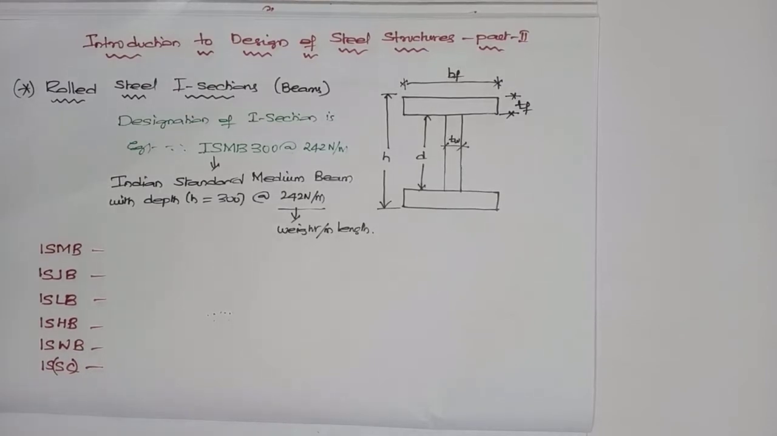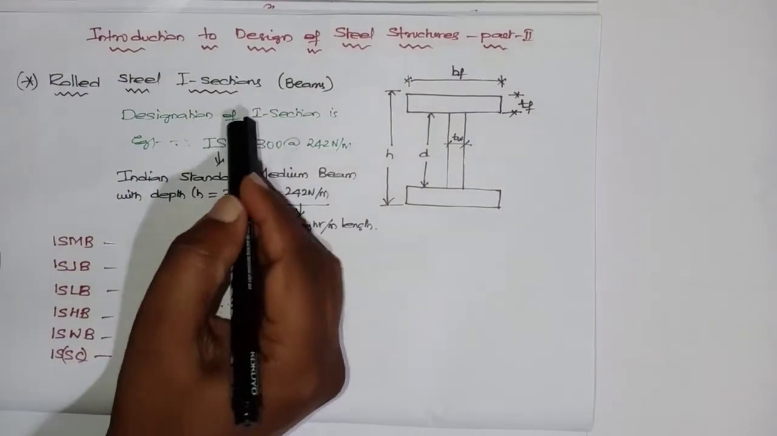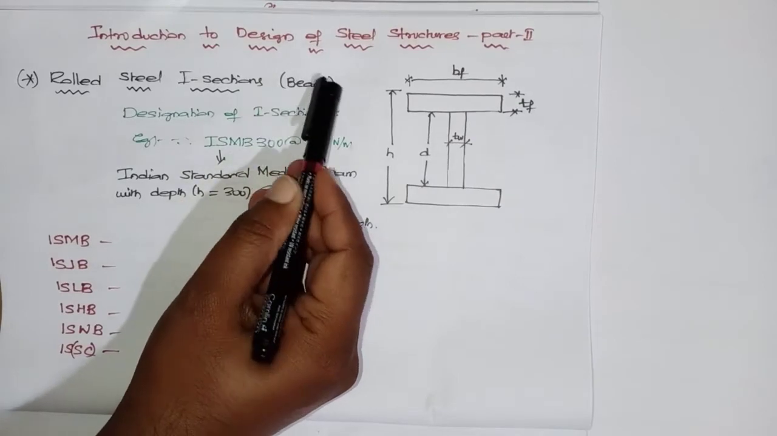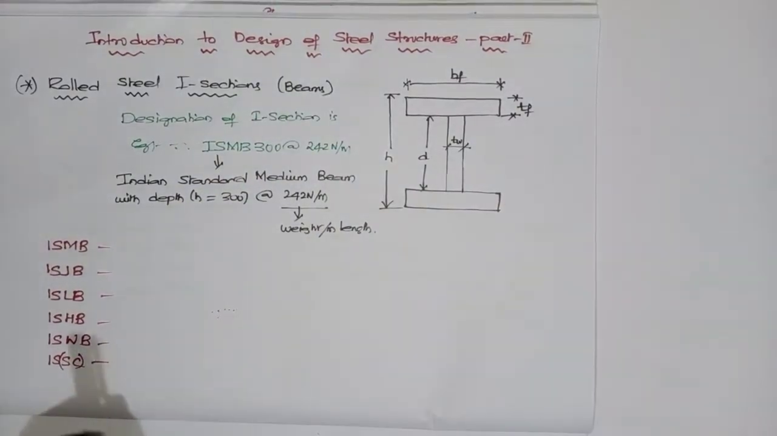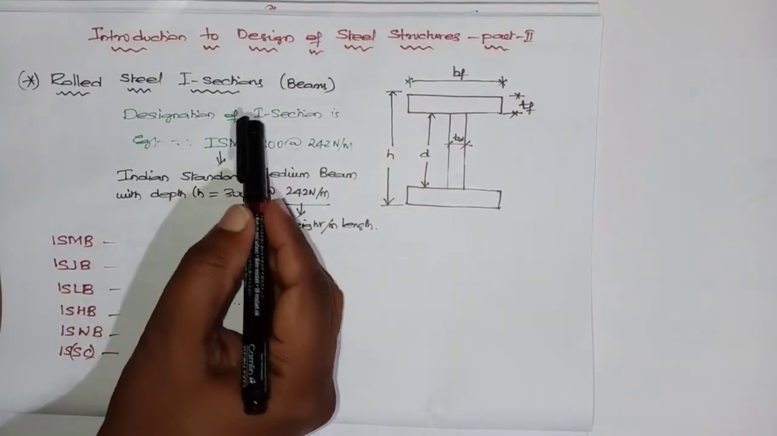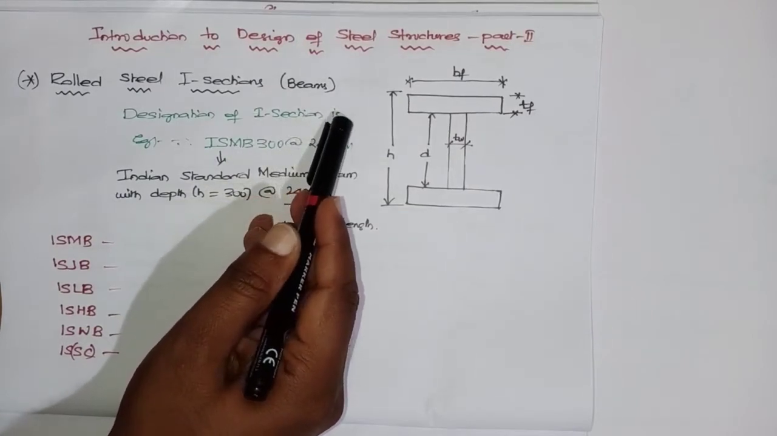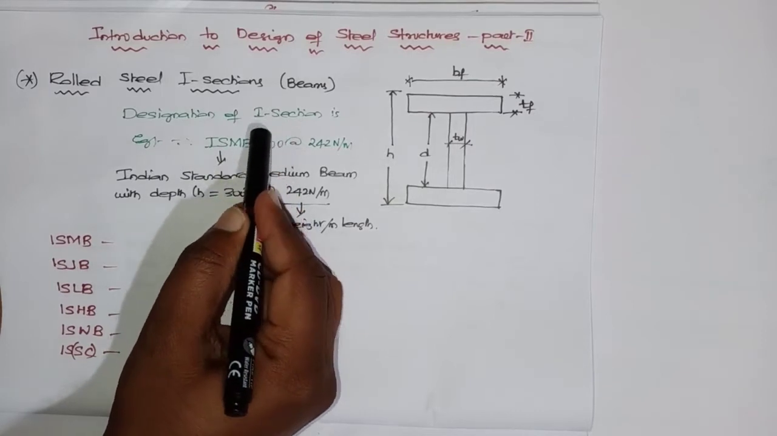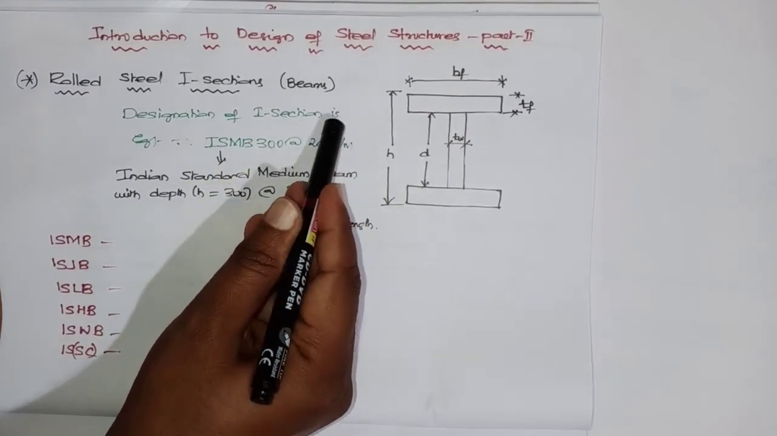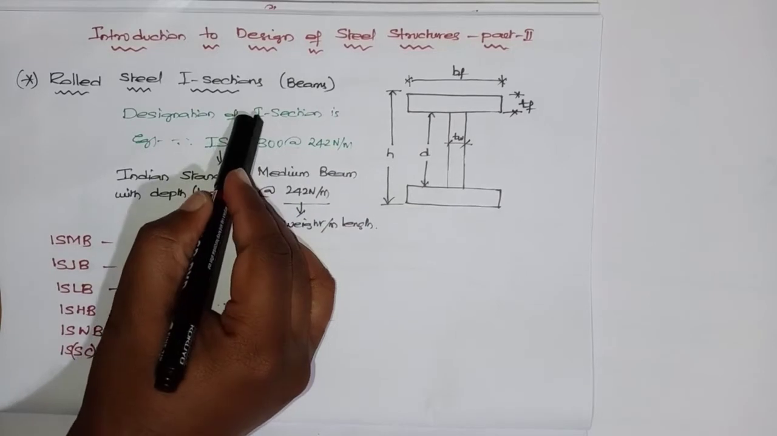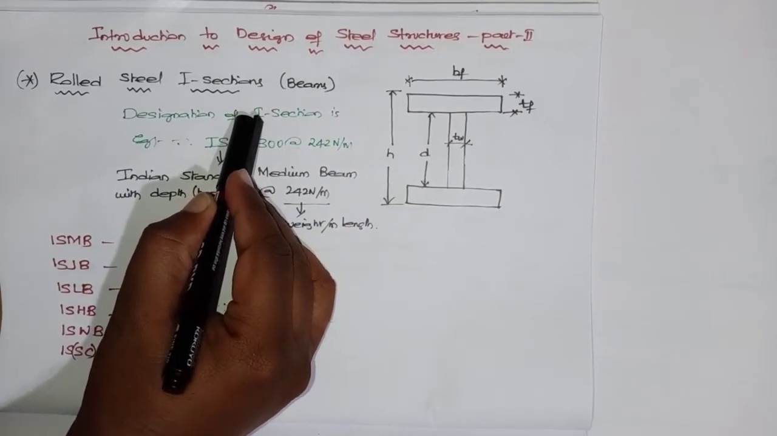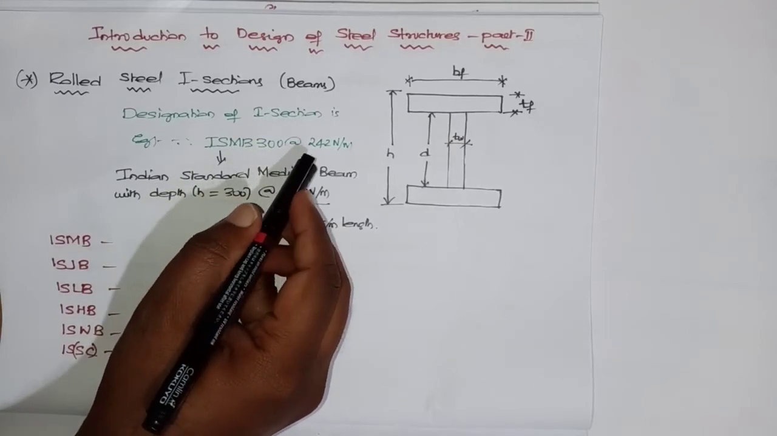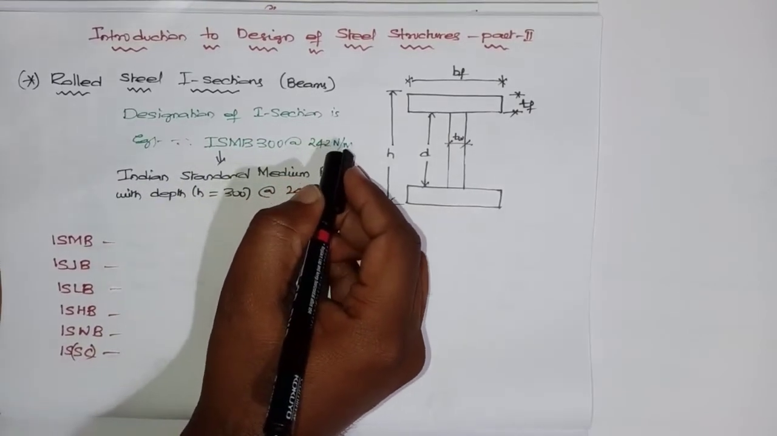Coming to the rolled steel I section, this will most probably be used as a beam. Okay, coming to how they are designated. The designation of an I section is the series along with the depth and the weight per meter length. Not only the I section, every rolled steel section will be designated with the series and depth along with the weight per meter.